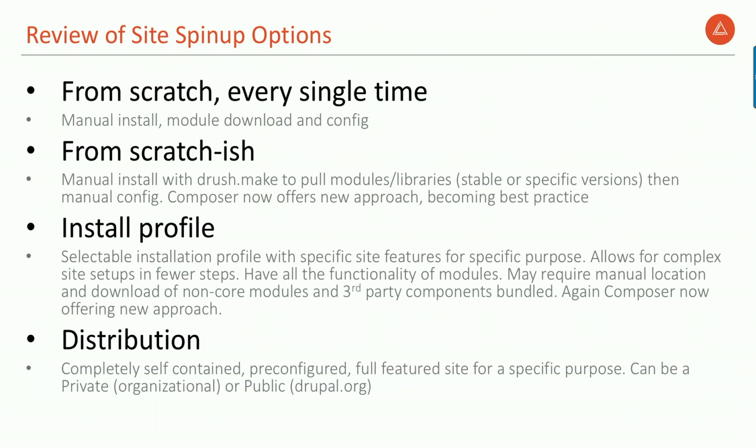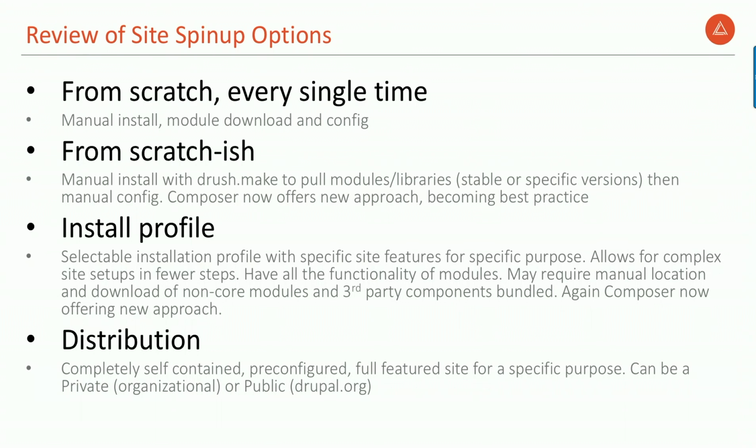The next one is if you want to use an install profile. A selectable install profile with specific site features for a specific purpose allows for complex site setups in fewer steps. All of the functionality of modules may require manual location and downloading of non-core modules and third-party components. But Composer is now offering a new approach to that. But in its current state, an install profile is really just a quick and dirty way to get a consistent set of things to happen.